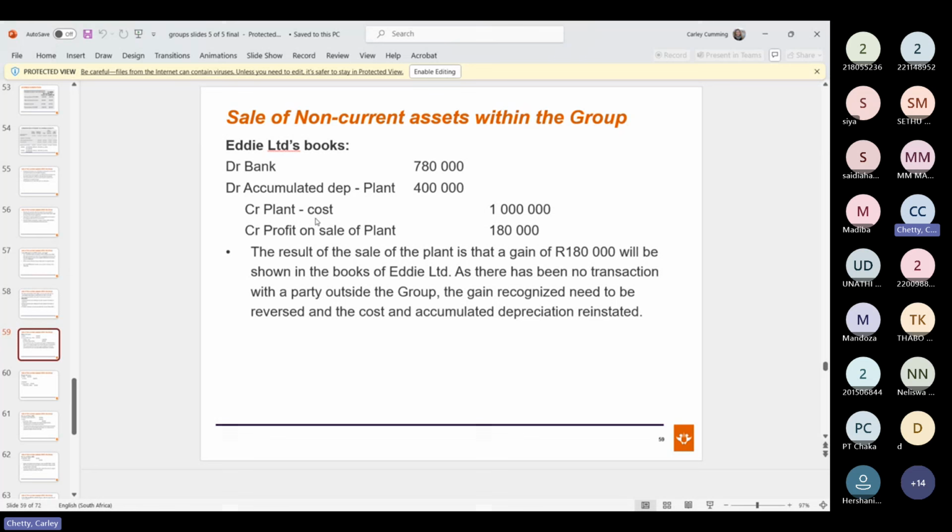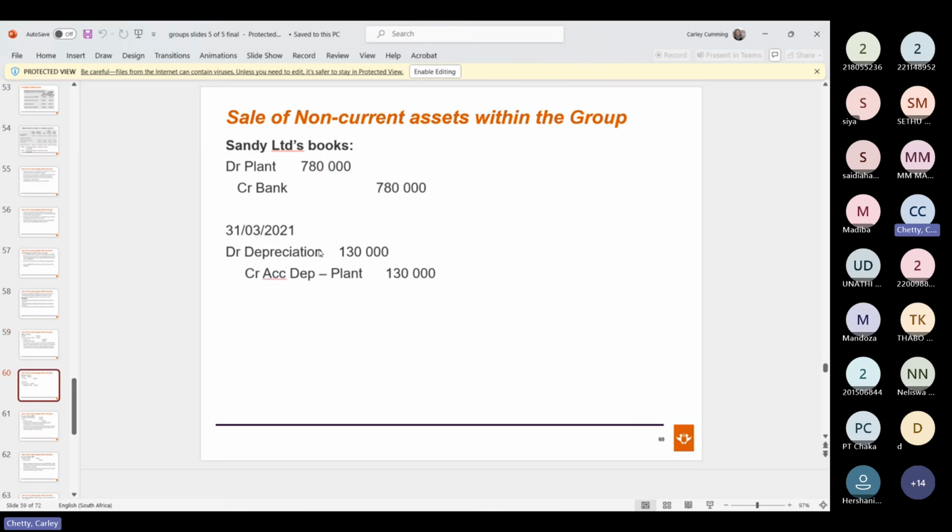So the result of the sale of the plant is that a gain or profit of 180,000 will be shown in the books of Eddie. As there has been no transaction with a party outside the group, the gain recognized needs to be reversed and the cost and accumulated depreciation reinstated when we do the group financial statements. So these are the journal entries in Eddie's books.